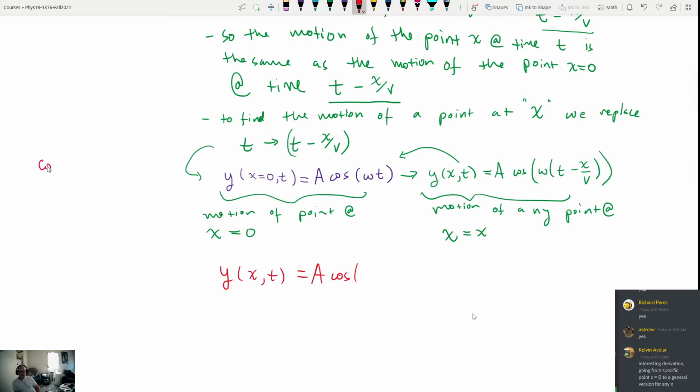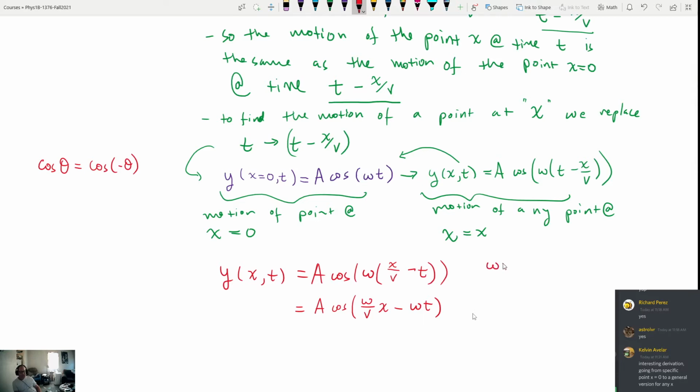We know that the cosine of theta is equal to the cosine of negative theta, because it's an even function. So we can rewrite this as omega times x over v minus t without changing anything. And then we can multiply through by omega. A cosine of this will become a cosine of omega divided by v times x minus omega t. And then we think about what omega divided by v is here.